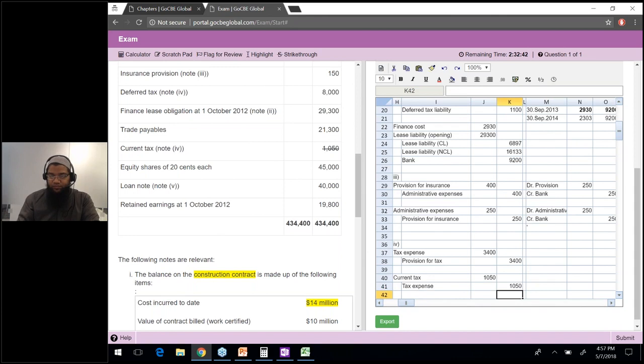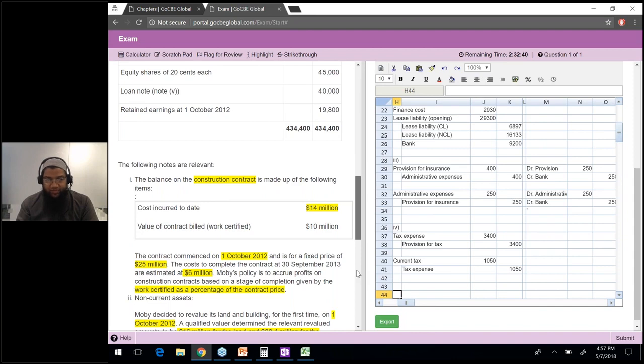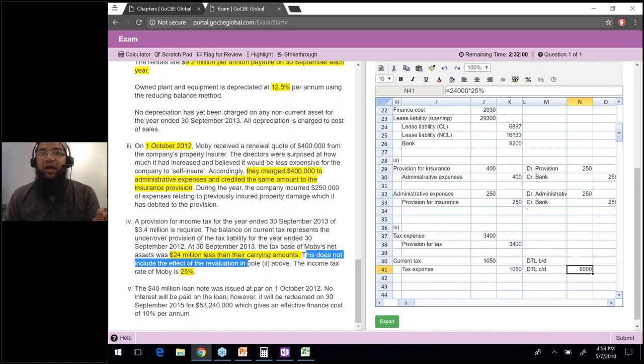Now we need to record the deferred tax impact, for which the question says that at 30th September 2013, the tax base of Mobi's net assets was 24 million less than their tax carrying amount. So we need to calculate the deferred tax liability. For this, we need deferred tax liability brought down and carried down, and the question says that there is a 24,000 difference, and the 25% tax rate will give us the deferred tax liability. This does not include the effect of revaluation because we have already included the impact of revaluation.